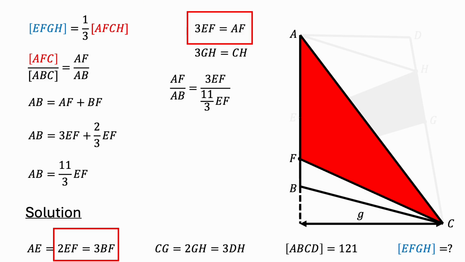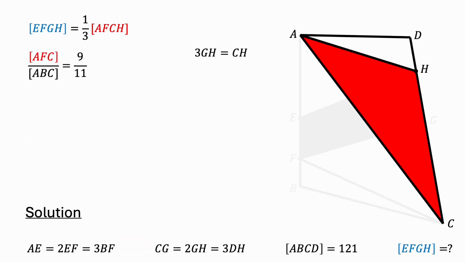Thus, AF over AB equals 3EF over 11 over 3 EF. Hence, AF over AB equals 9 over 11. Therefore, area of AFC over area of ABC equals 9 over 11.